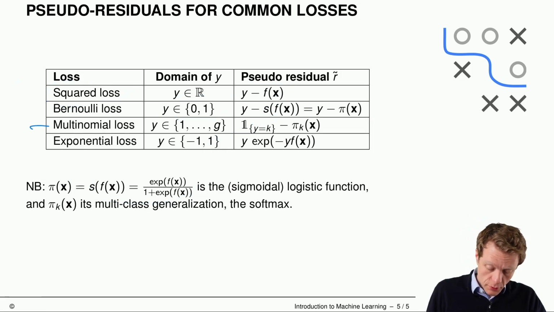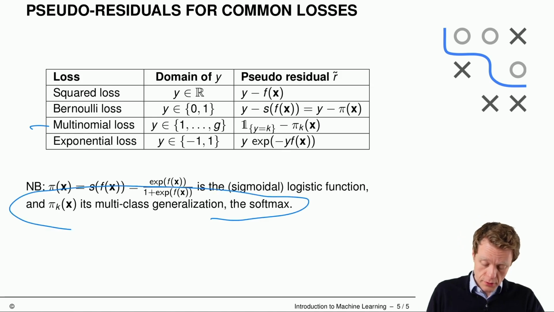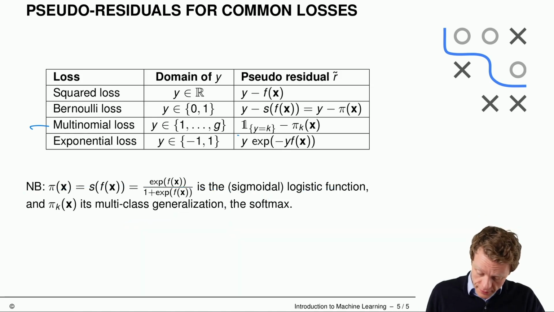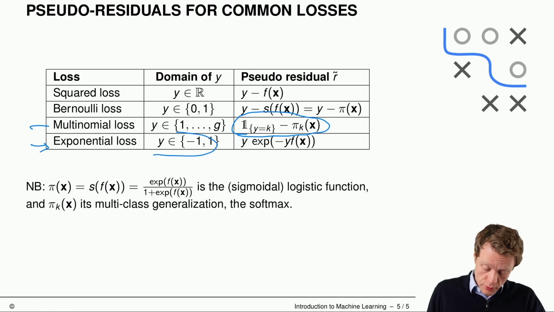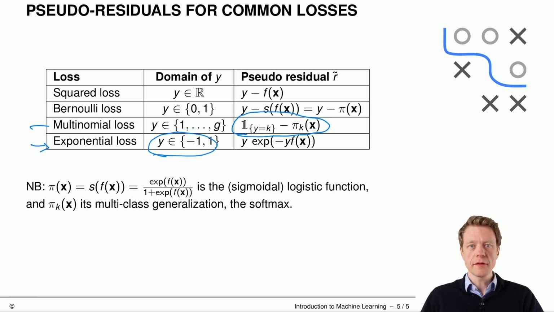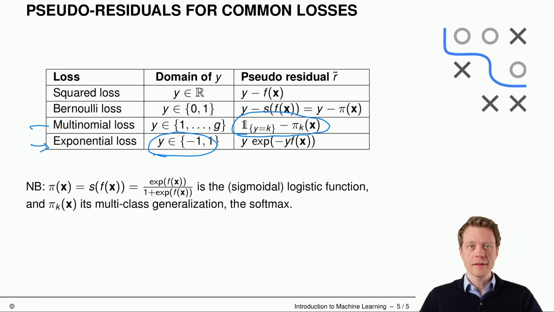Then we have the multinomial loss, which uses the softmax function. But basically the idea is the same as before. We have the true label minus the probability of the true label. And the exponential loss, we usually use with an encoding of -1 and +1 for the target. Exponential loss is this thing here. And if you derive this with respect to f, then you get this loss here. Okay, that's it so far.